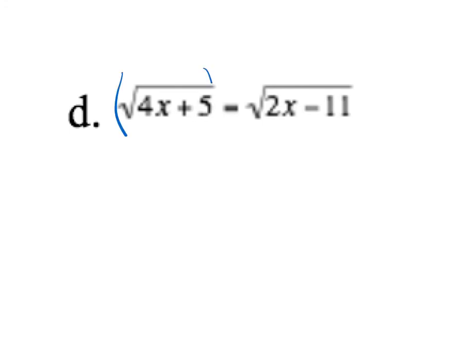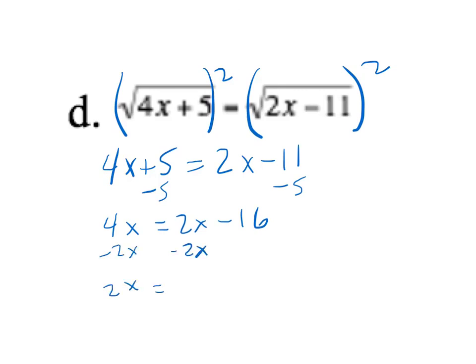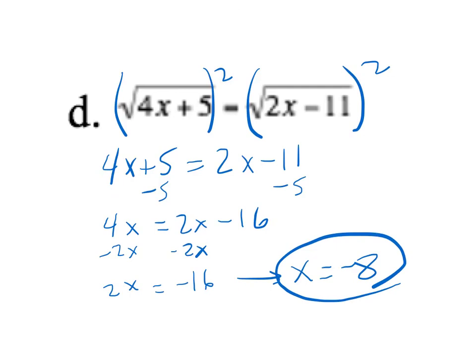Last one, if we square both sides here, you're just going to get 4x plus 5 equals 2x minus 11, and then we're just going to solve this. So minus 5, minus 2x, and so x equals negative 8. And that, I believe, is all.